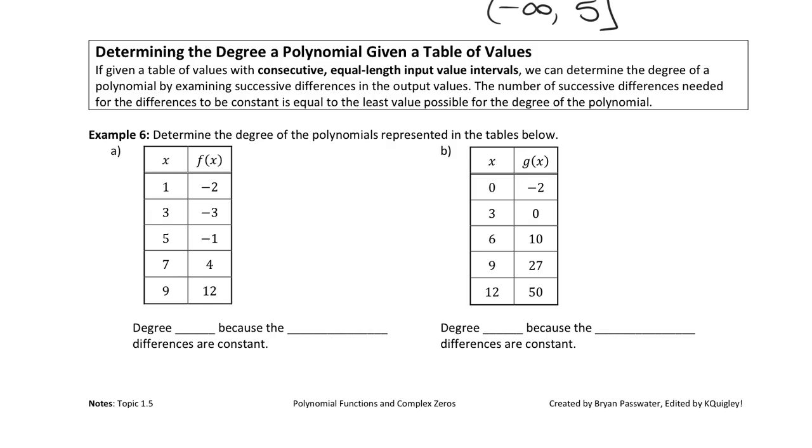Okay, picking this back up, what we're going to be doing to determine the possible degree of a polynomial from a table is going to feel a lot like what we did when we did average rate of change on a table, where we found the change, or maybe the change in the change of the table. And because these two tables have consecutive equal length input value intervals, let's highlight that set of words right there, consecutive equal length input value intervals. What I mean by that is, in number order, they're all of equal length on the inputs.